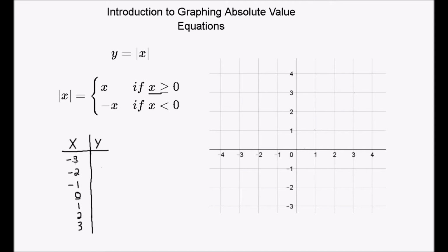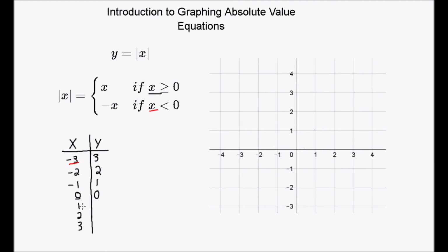So when x is negative 3, we note that negative 3 is less than 0. So we're over here. When x is negative 3, x is less than 0. So the absolute value of negative 3 is negative negative 3, which is positive 3. Likewise, the absolute value of negative 2 is 2. The absolute value of negative 1 is 1. The absolute value of 0: 0 is greater than or equal to 0. Specifically, it's equal to 0. So the absolute value of 0 is 0.